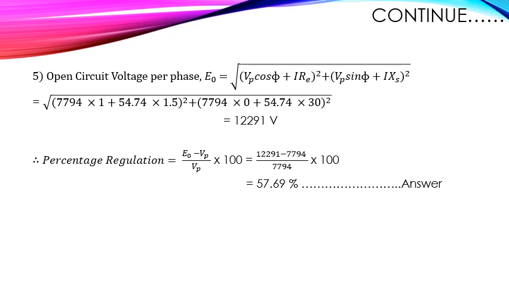Put that value in the equation, E naught minus Vp by Vp into 100. Then we get the percentage regulation equal to 57.69%, and it is very large, and it is for unity power factor.